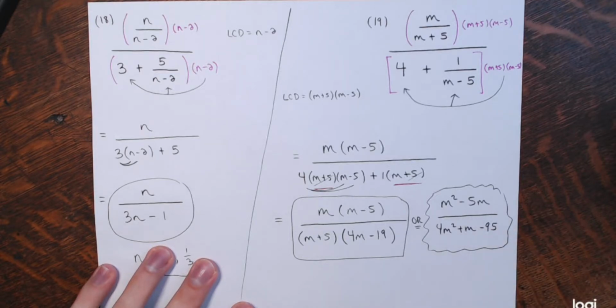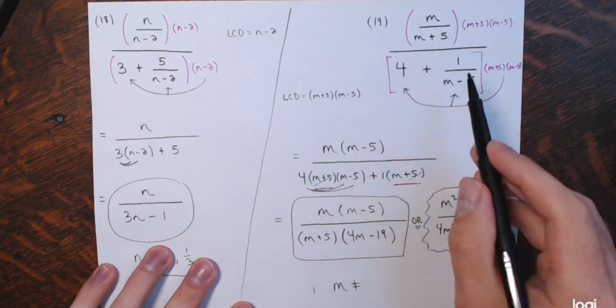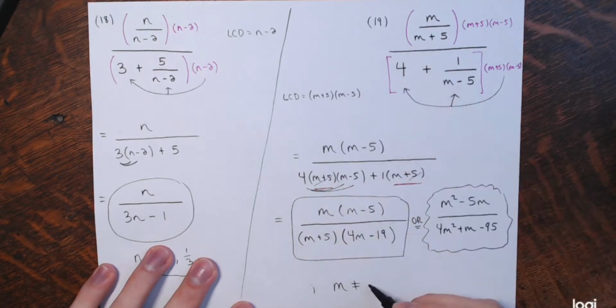And just like all the other examples with variables, I'm going to make a little statement on the bottom here, and just list all the values I can't replace m with. Values that make some denominator 0 somewhere, and you can't have denominators of 0. So negative 5 would make that denominator 0, positive 5 would make that denominator 0. So I can't use negative 5, can't use positive 5 for m.